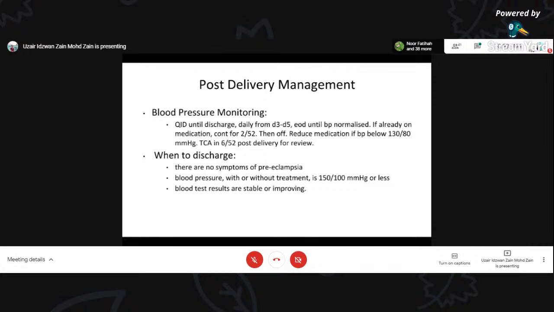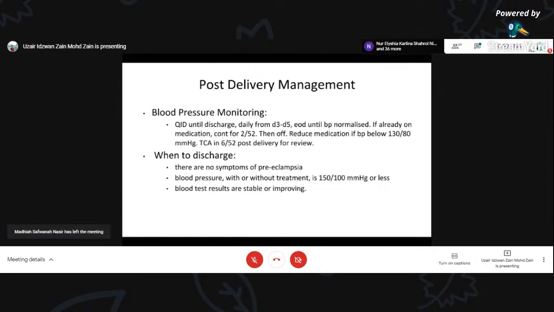The other one is if the blood tests are stable or improving. Contohnya macam patient no longer thrombocytopenic, LFT semua dah, transaminases semua dah getting back to the normal, not necessarily normal, baru you discharge, because it took some time.